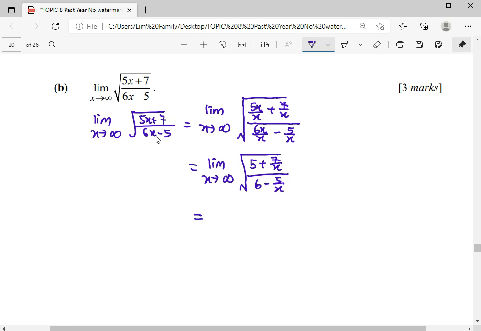So now we can solve this limit at infinity. When we substitute infinity into x here, 7 over infinity will be equal to 0, and 5 over infinity is also equal to 0. Once we substitute infinity for x, the limit notation is no longer needed. And when we work out the answer, 7 over infinity is 0, and 5 over infinity is 0. So the answer will be square root of 5 over 6.